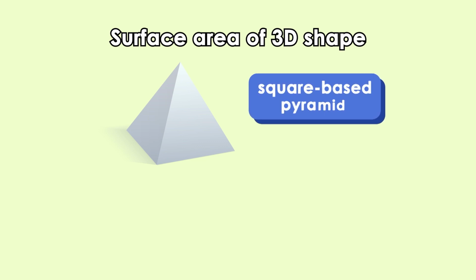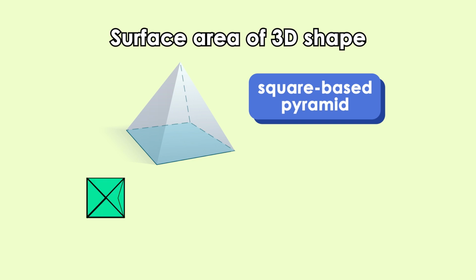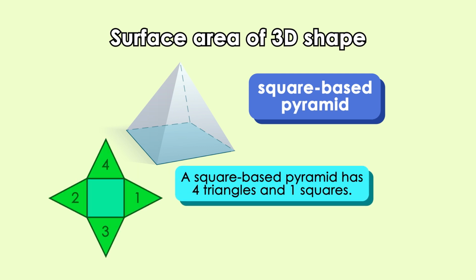This is a square-based pyramid. It is called a square-based pyramid because the base is a square. As simple as that. Look at the pyramid carefully. Can you observe how many triangles and squares are there in this pyramid? Excellent! The pyramid is made up of 4 triangles and 1 square as the base of the pyramid.